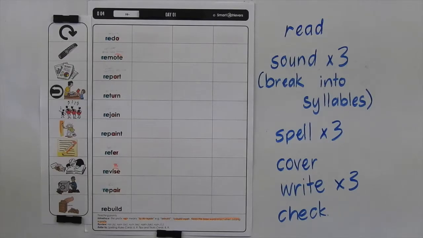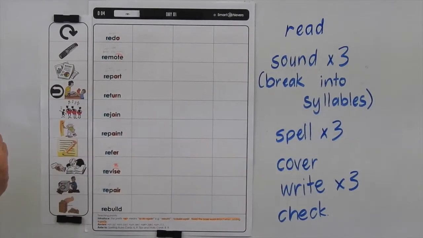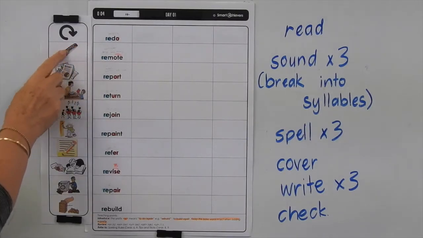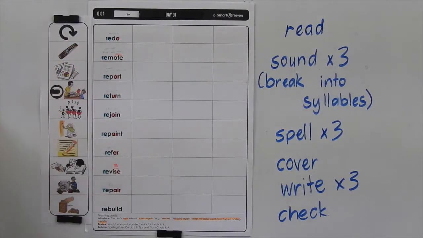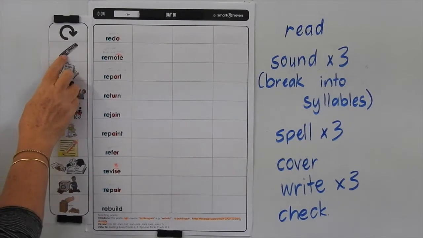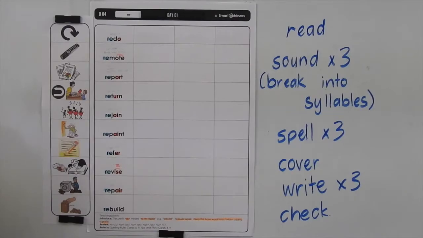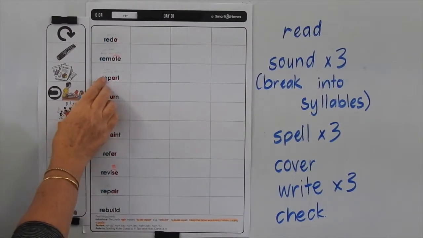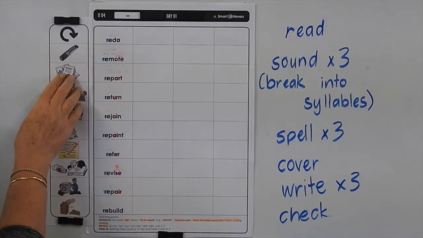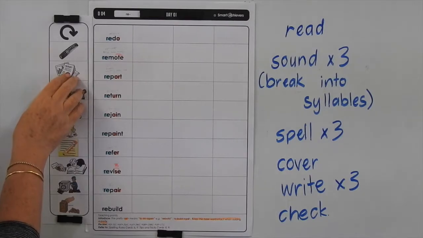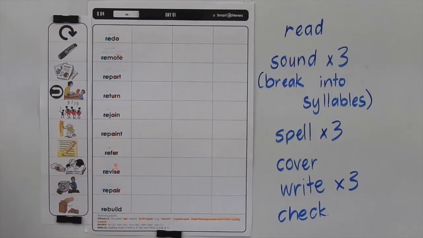Okay, so if re means to do again, and we got the word redo, it just means that you have to do something again. Remote could be a remote that you use to change channels or control some of the gadgets you've got in your house. It can also mean something that's not close, or something that's a long way away. A report could be a speech or some written piece that you've had to write that tells others important information that they need to know.